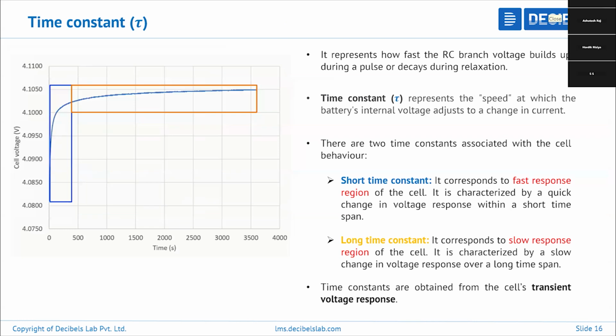To get the R1 C1 parameters, first we need to understand what the time constant is. Basically, the time constant represents how fast the voltage builds up across the RC branch during a pulse or during your relaxation mode. When you discharge the battery, you will observe a voltage drop. Some part of that voltage drop is associated with your ohmic drop, and the remaining voltage drop goes to charge your capacitors. That's why you observe a change in your voltage.